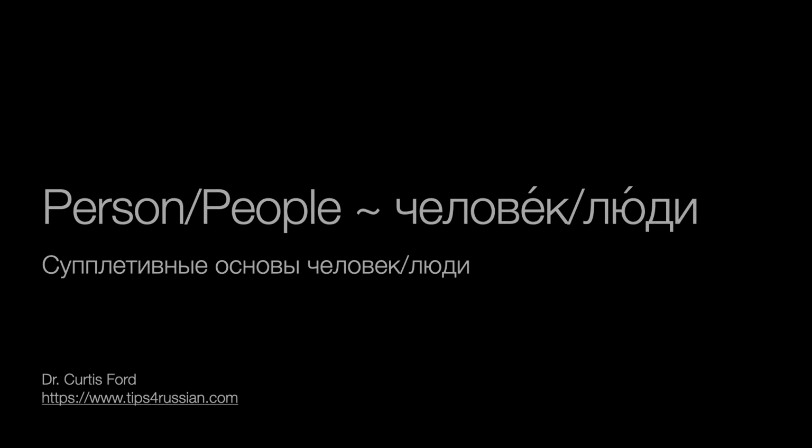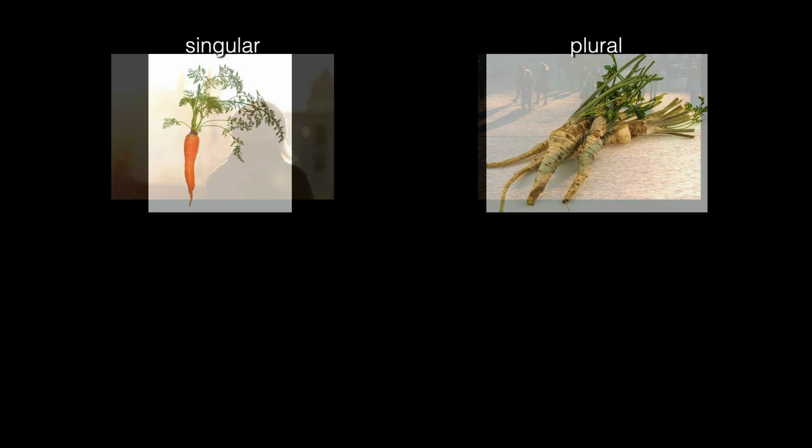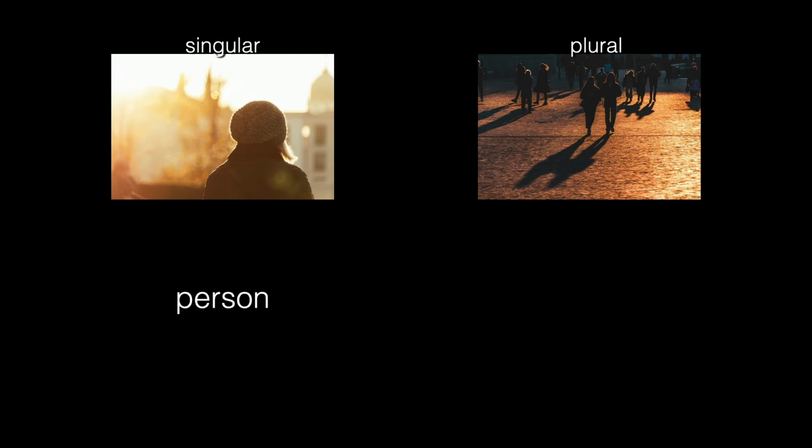Sometimes it happens in a language that two different roots with the same basic meaning may coexist in an odd way. You may use one root for the singular and a different root for the plural. In English, for example, we use person to refer to one, person, from the Latin persona, but the plural is most often people, from the Latin populus, meaning a group or a population. And we see something similar in Russian when we talk about people.